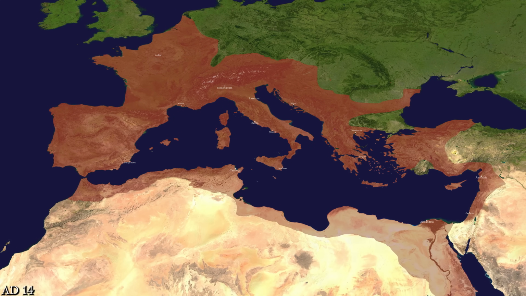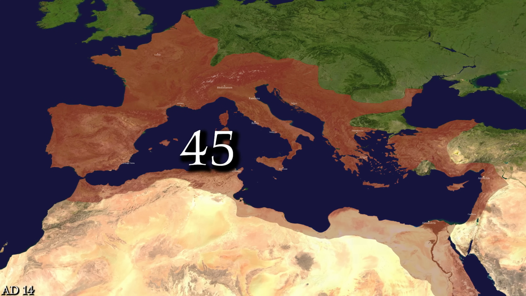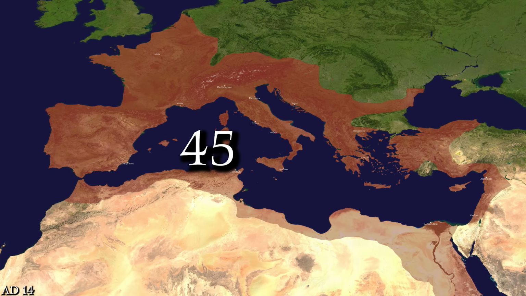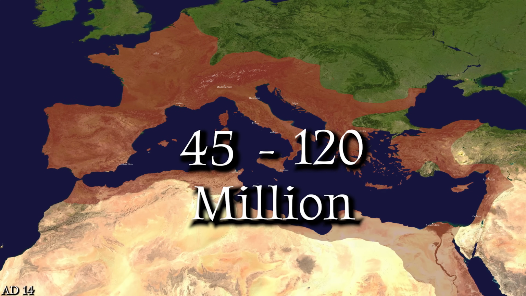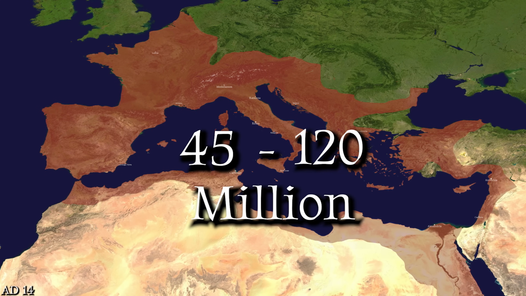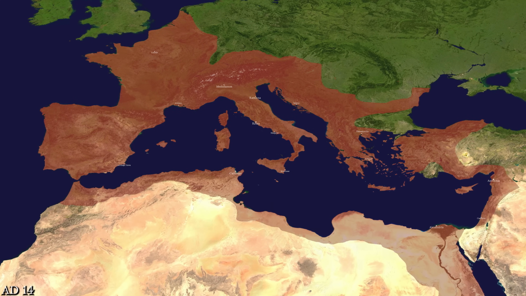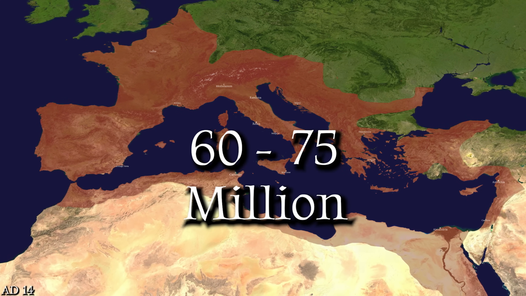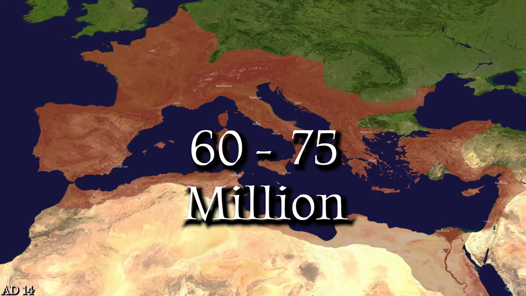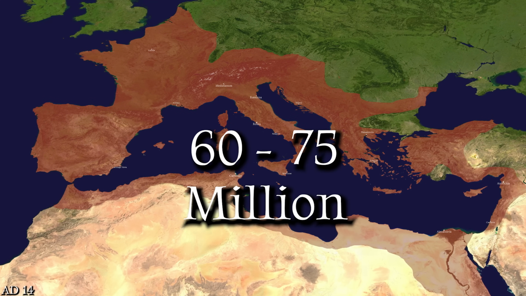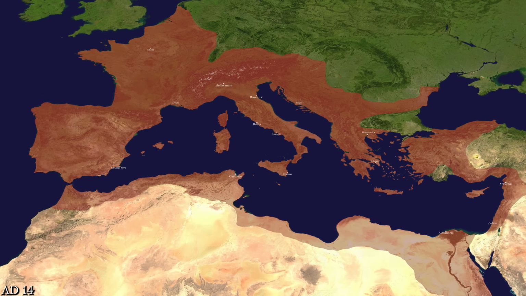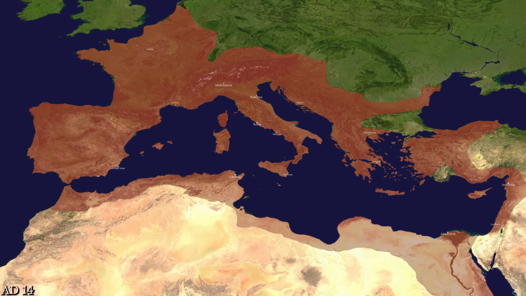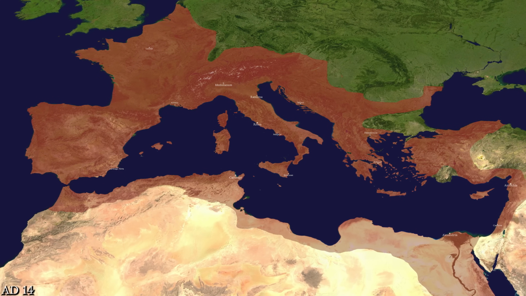Others arrive at numbers ranging from a lower bound of 45 million to an upper bound of even 120 million people during that time. The most accepted figures, and that is still valid today, range from about 60 to 75 million people. 6 to 7 million of those would have lived in Italy and 1 million in the city of Rome itself. So the population density of Italy was extremely high compared to, for instance, Britannia.